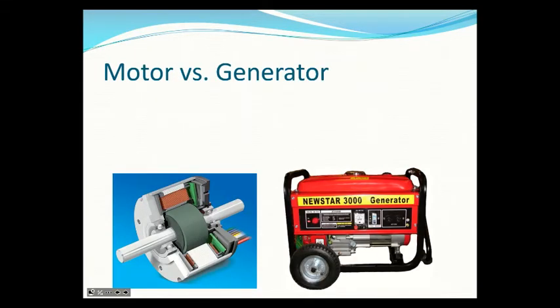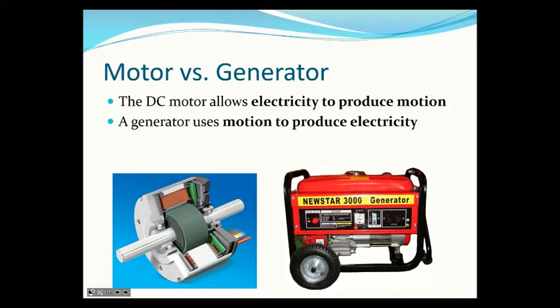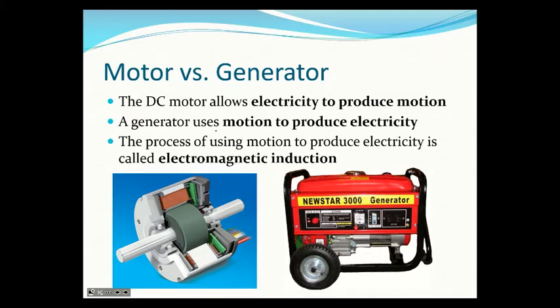So the difference between a motor and a generator is that a DC motor, direct current, allows electricity to produce motion. What we're more concerned about is a generator, and that uses motion to produce electricity. The process of using motion to produce electricity is called electromagnetic induction. So I have a video here that I'm going to show you, and you can see this idea. I wish I could show you in real life, but this is the best I can do with this video. So here is the video.